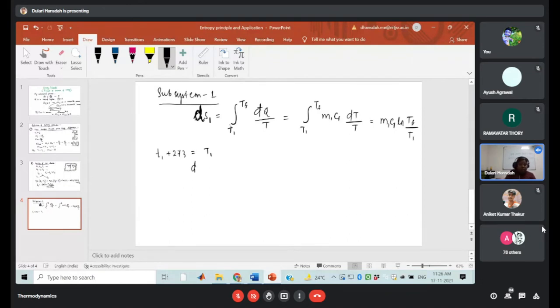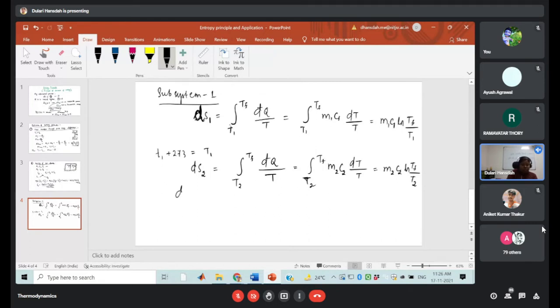Similarly, for subsystem 2, I can write this equation, that is T2 will approach Tf, which is the integration of dQ upon T. So in this case, this will be the integral from T2 to Tf of M2 C2 dT upon T. So it will be M2 C2 ln Tf upon T2. Okay, so this is the entropy change or entropy transfer in the case of subsystem 1 and subsystem 2.